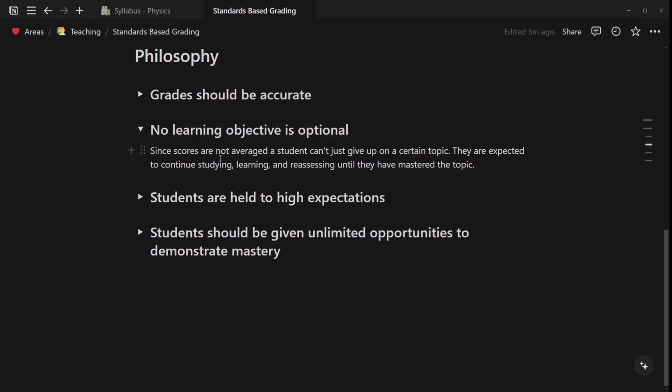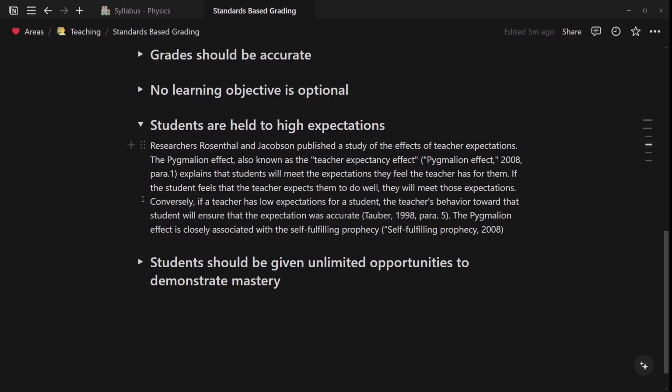Since scores are not necessarily averaged, a student just can't give up on a certain topic. They can't say, I'm just never going to get it, so I'm not going to bother. Peace out. They're expected to continue studying, learning, and reassessing until they've mastered the topic. That is holding students to a pretty high expectation, which is another part of the philosophy. Under the standards-based grading system, students are held to high expectations.